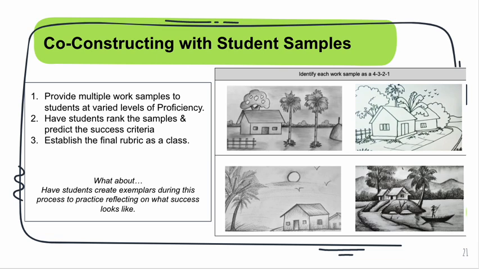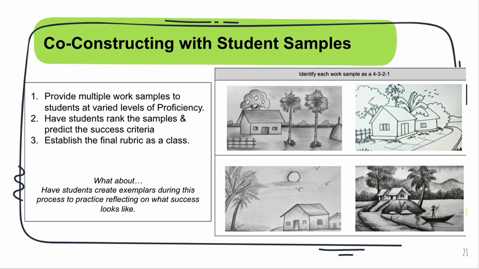So once they have established their ranking, once they have brainstormed some ideas about what those success criteria could look like, you could bring the class back together and start leading a discussion to identify very specific examples of what that success is. And in that process, creating a final rubric that the students have helped create, thus the word co-constructing.